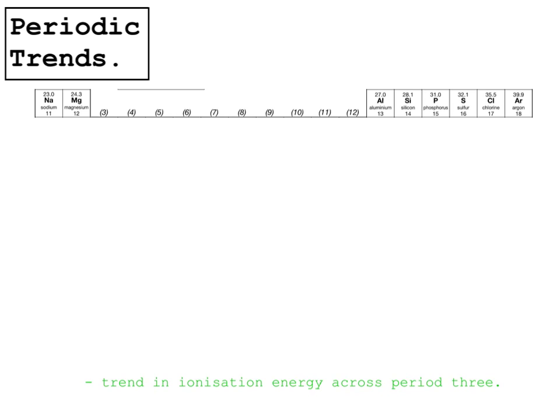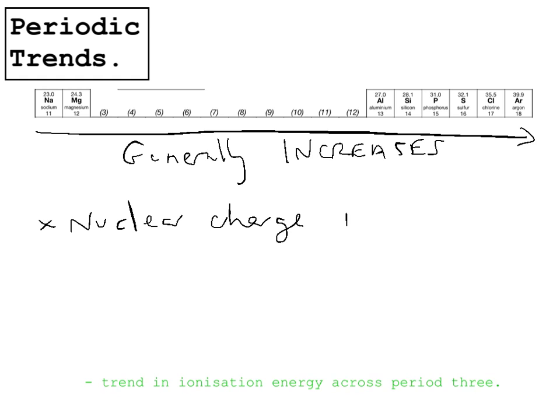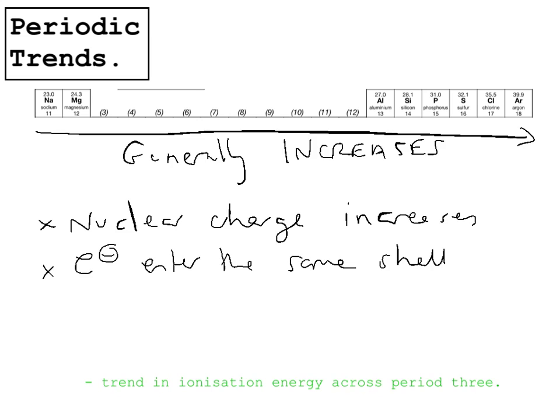If we now move on to the trend in ionization energy across period 3, we know that there's a general trend as we go across that the ionization energy generally increases. Now this is covered in a different video as well, but I'm going to cover it in this one quickly. So it generally increases, and again that's because of the same reasons really as why the electronegativity increases. We've got nuclear charge increasing, the electrons enter the same shell, so they're the same distance away from the nucleus.